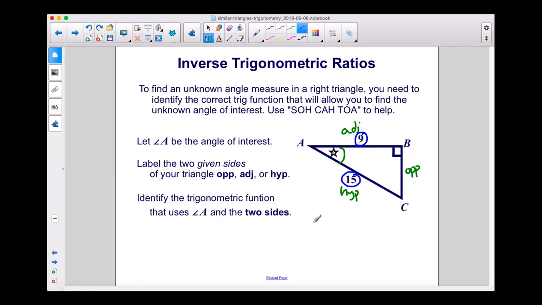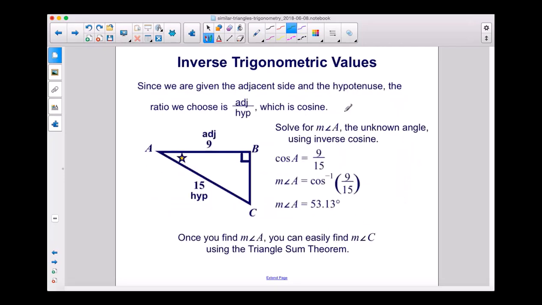That is cosine. So cosine of angle A equals adjacent over hypotenuse, which would be 9 over 15. Since we are given the adjacent side and the hypotenuse, the ratio we choose is adjacent over hypotenuse, which is cosine. Solve for the measure of angle A, the unknown angle, using inverse cosine. So cosine A equals 9 over 15. Therefore, the measure of angle A equals the inverse cosine of 9 over 15. Using a calculator, we see that that is 53.13 degrees.